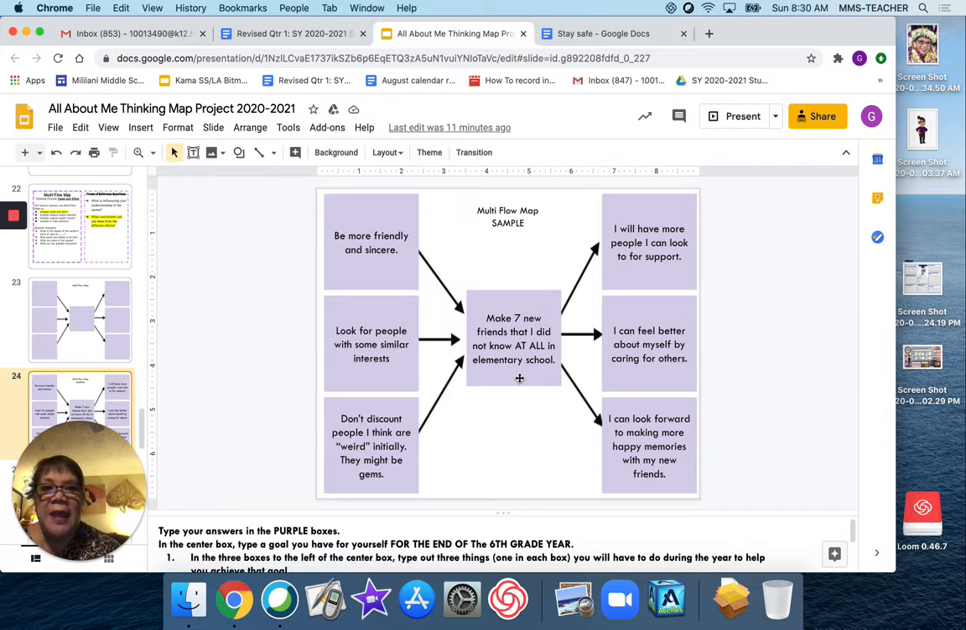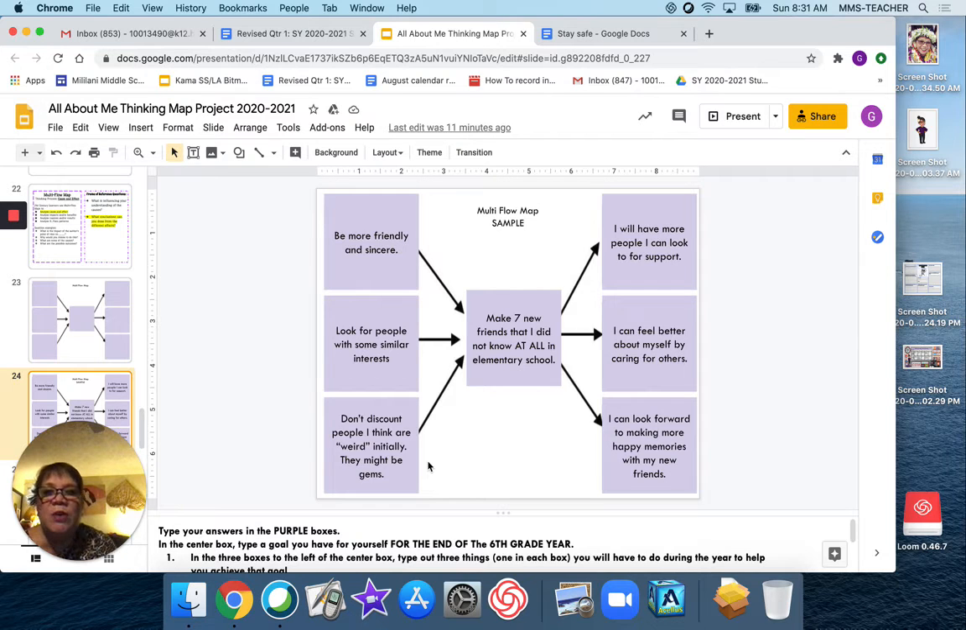Now, if I do these 3 things, then this might be the effect. If I am more friendly and sincere, then I will have more people I can look to for support. I can feel better about myself and caring for others. And I can look forward to making more happy memories with new friends. So if I did these 3 things, trying to make new friends, then I would have these 3 effects, these results of doing this. Okay?